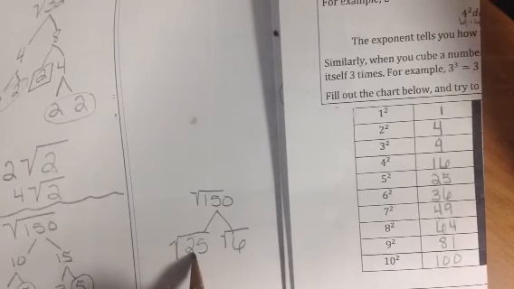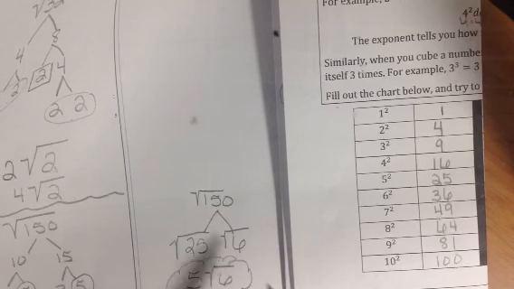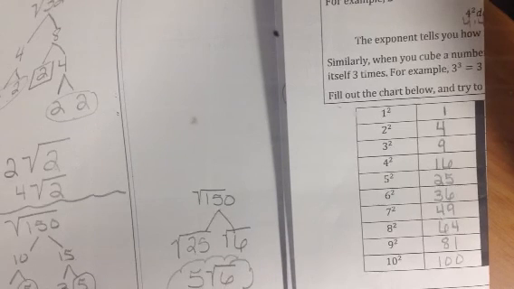Okay? Square root of 25 is 5. And the 6 will stay there. So as you can see, again, it simplifies to the same thing. So it's totally up to you what method you like best.